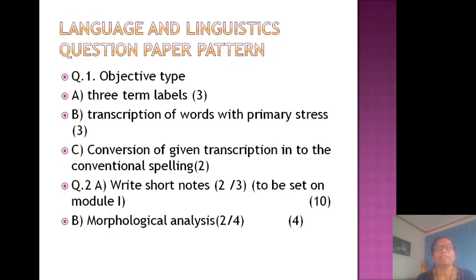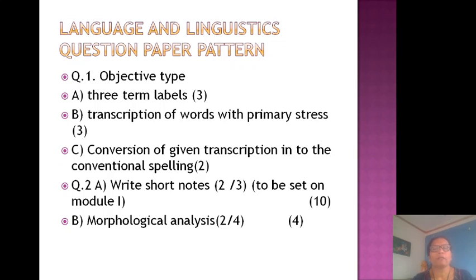Term labels means whether that phoneme comes under plosive, fricative, affricate, etc., or is it nasal, is it lateral? We will study all those terms. Then B is transcription of a word with primary stress. So there are different types of stress: primary stress, secondary stress. Then you are going to study this topic also in detail.